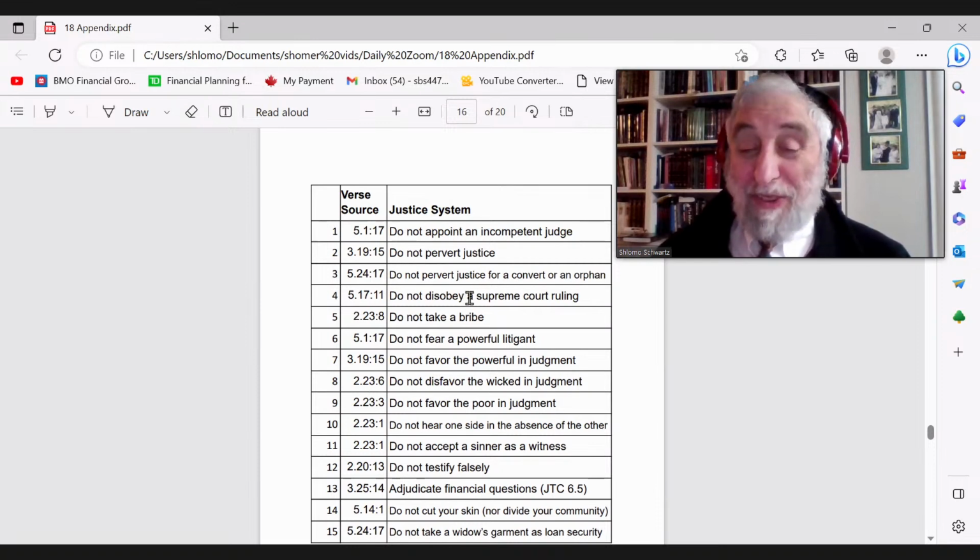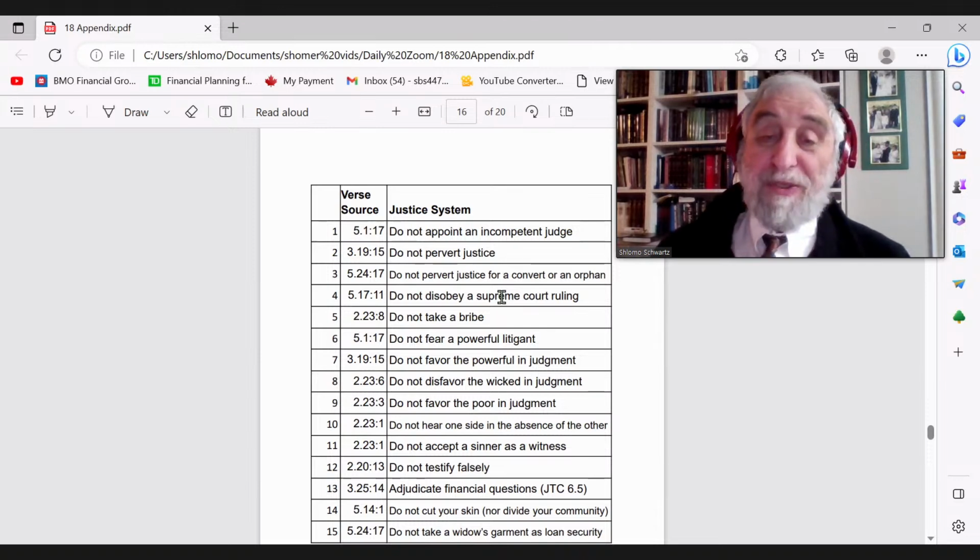But once the Sanhedrin has issued a ruling, this says you're not allowed to disobey that, which means that's the one that gives the status of a Torah law to a rabbinic law. Even though God didn't say this, because the Supreme Court said this, now you have to obey, because God said, listen to the Supreme Court. Okay, do not take a bribe.